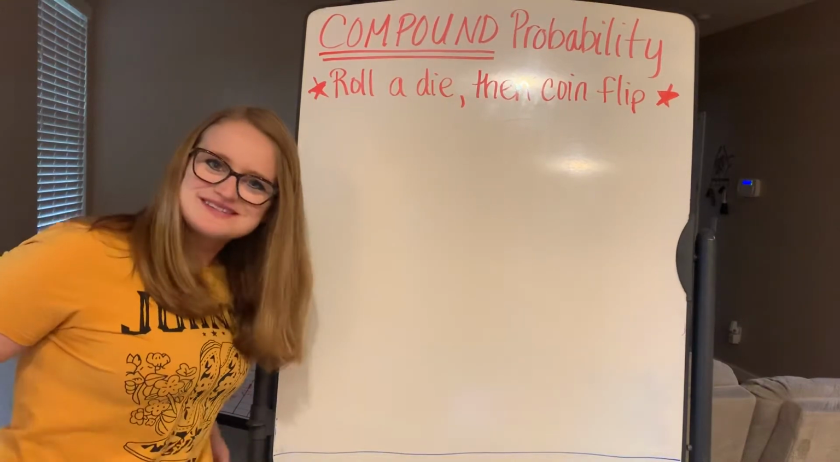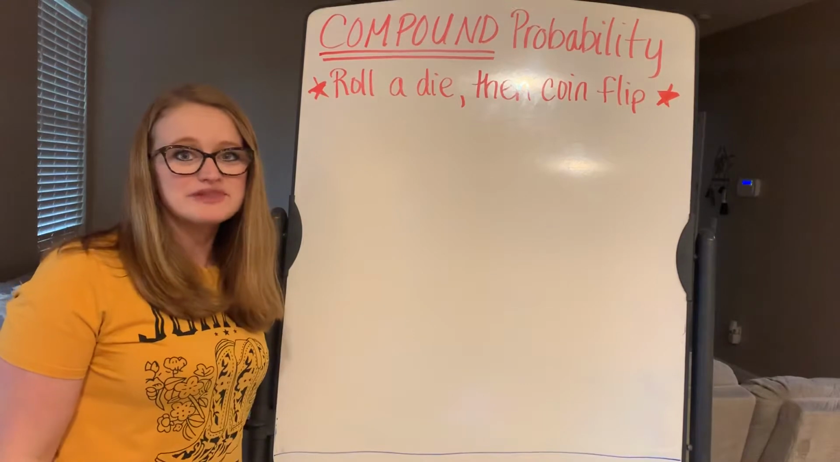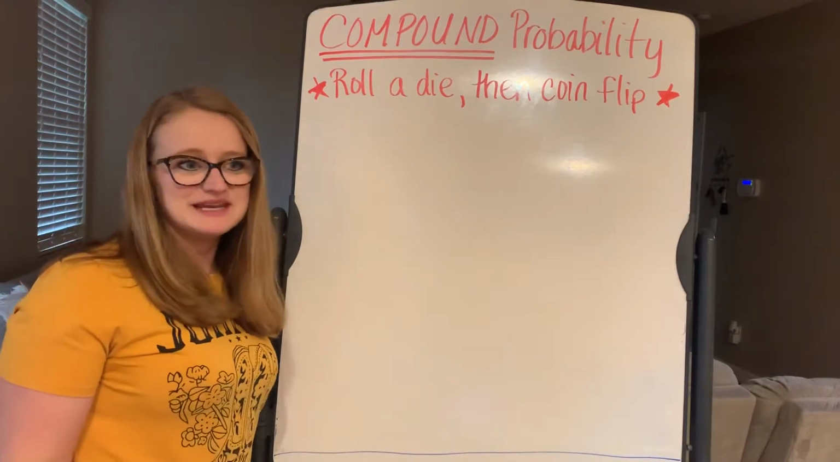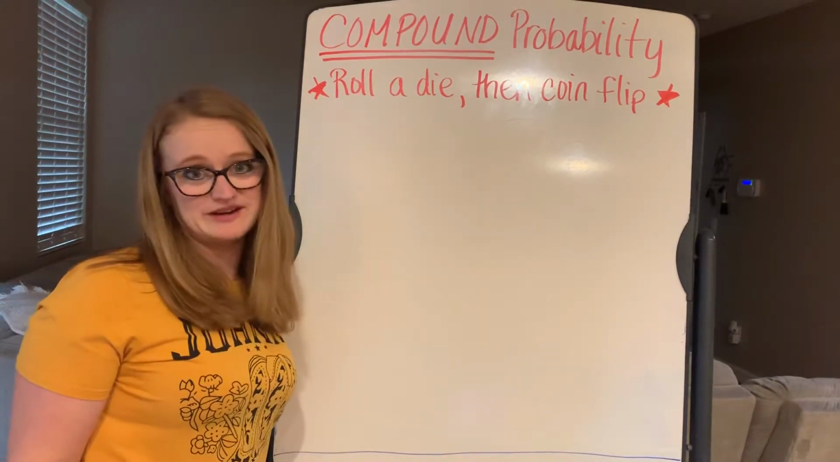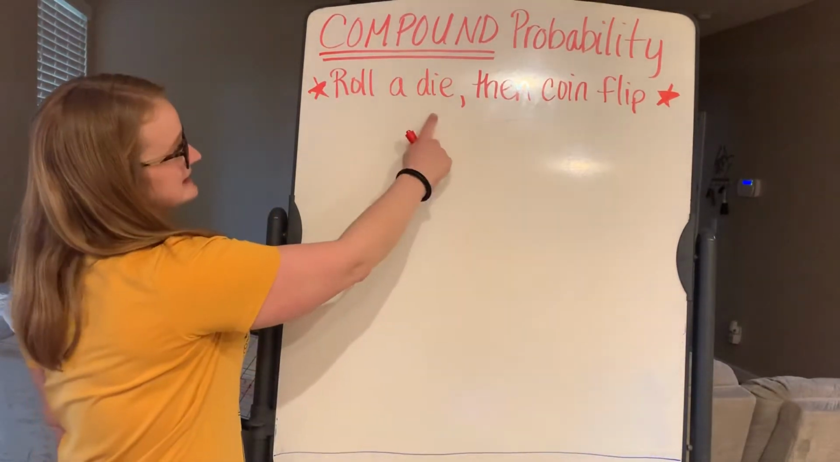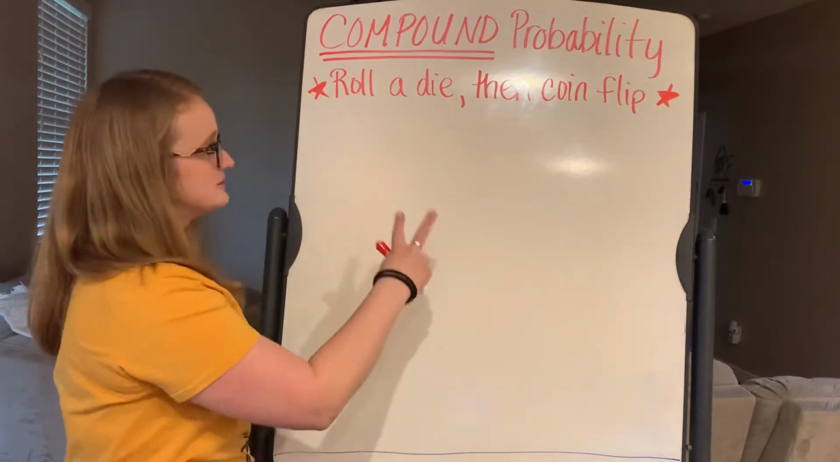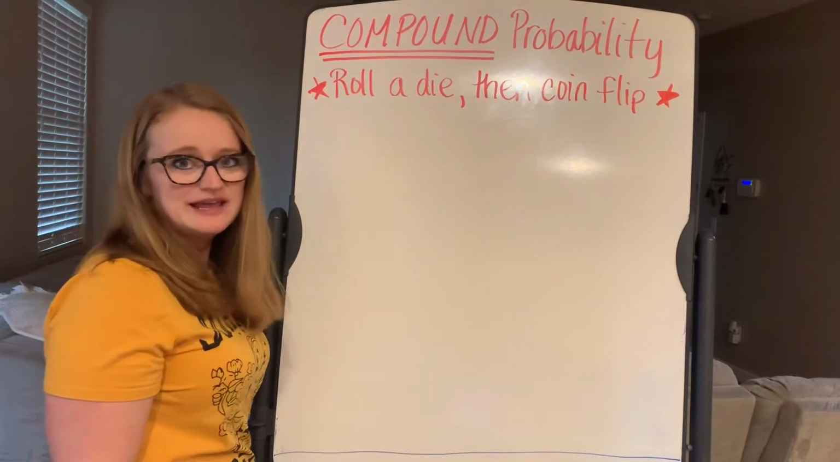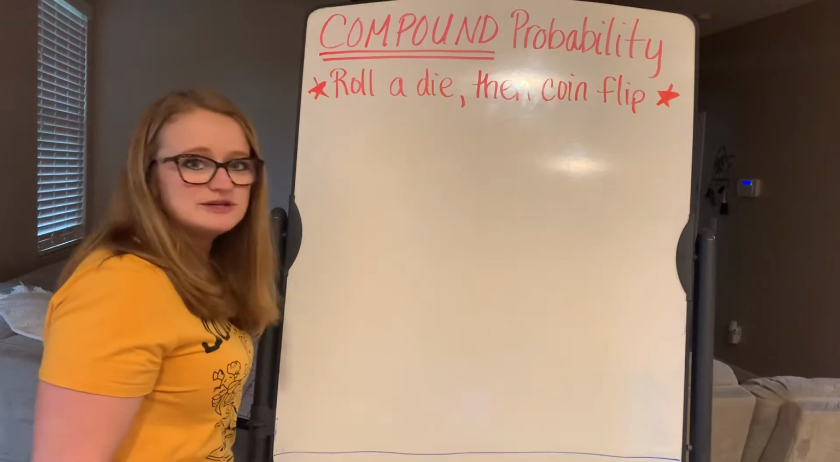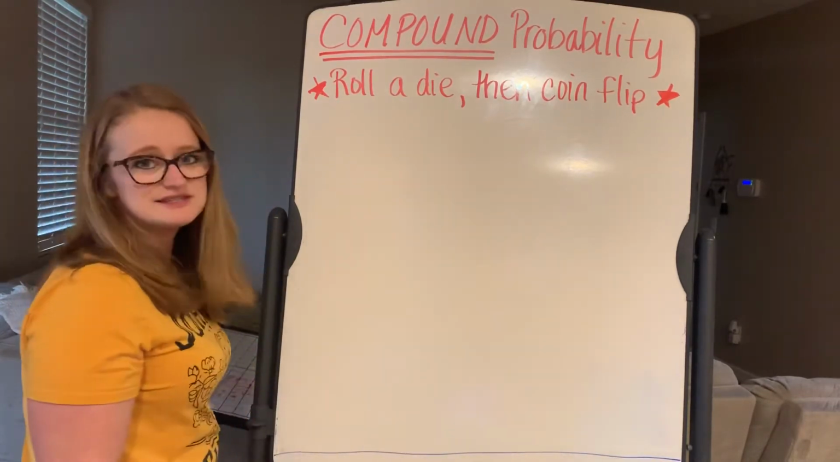Hey seventh graders, so we are going to review compound probability. Remember that compound means more than one event going on. What we're talking about is rolling a die and then flipping a coin. Those are our two events that we're going to talk about and review. So I want to remind you of our tree diagrams that we can draw to represent these situations.